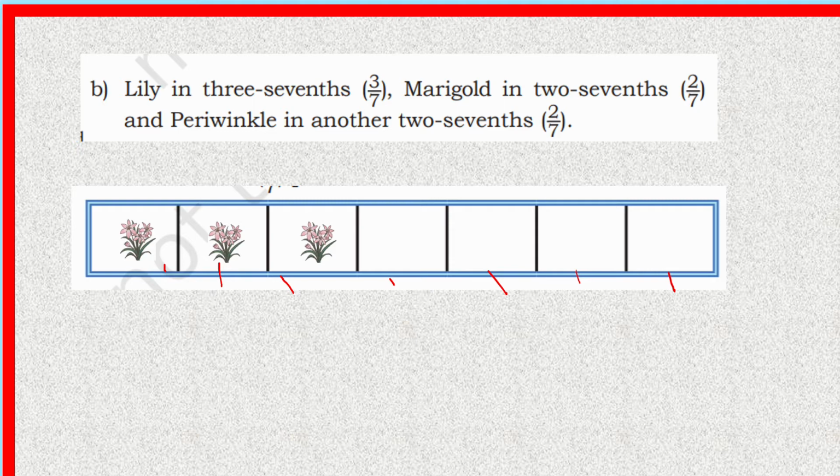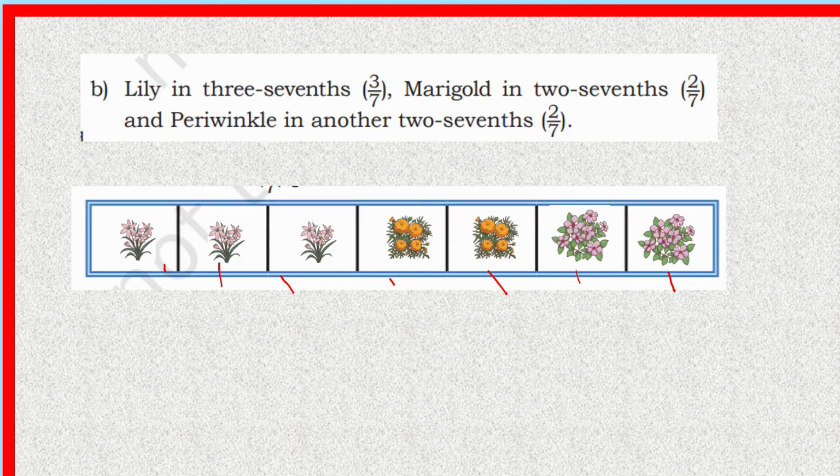Then, what about marigold? Marigold in 2/7. Out of 7 parts, in 2 parts we have marigold. See, in 2 parts we have marigold. Then what about periwinkle? In another 2/7. That is, out of 7 parts, 2 parts contain periwinkle.